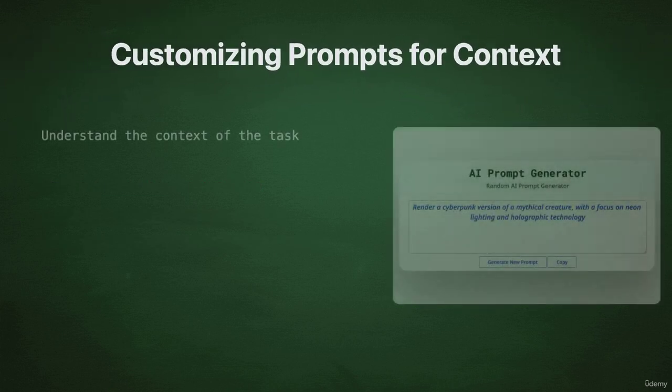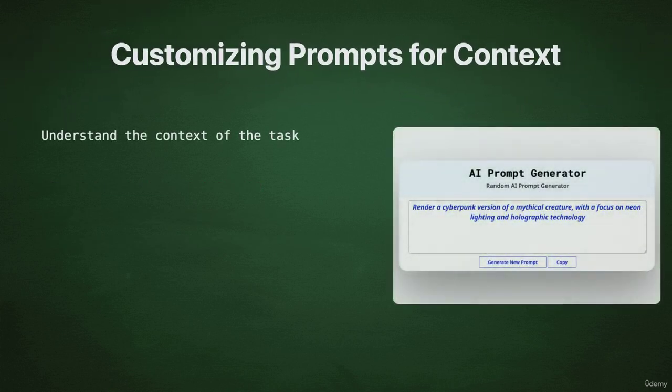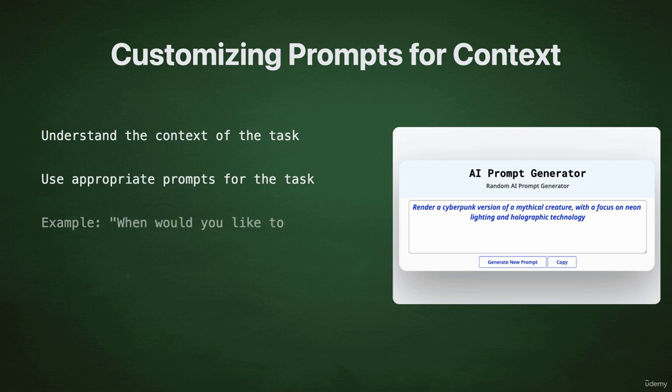One key aspect of customizing prompts is understanding the context of your task. Different tasks may require different types of information or phrasing. For example, if you're using a virtual assistant to schedule a meeting, a prompt like, "When would you like to schedule the meeting?" would be more appropriate than a generic, "How can I help you?" prompt.